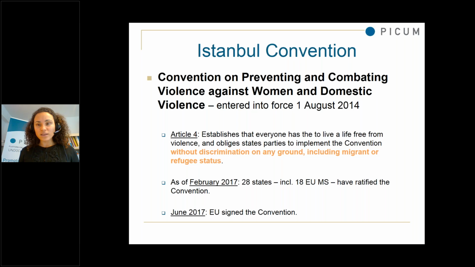Of course, this is consistent with the universal nature of human rights treaties and human rights more generally. As of February of last year, 2017, 27 states were parties to the convention, 18 EU member states among them. And significantly, last June, the EU signed the convention.